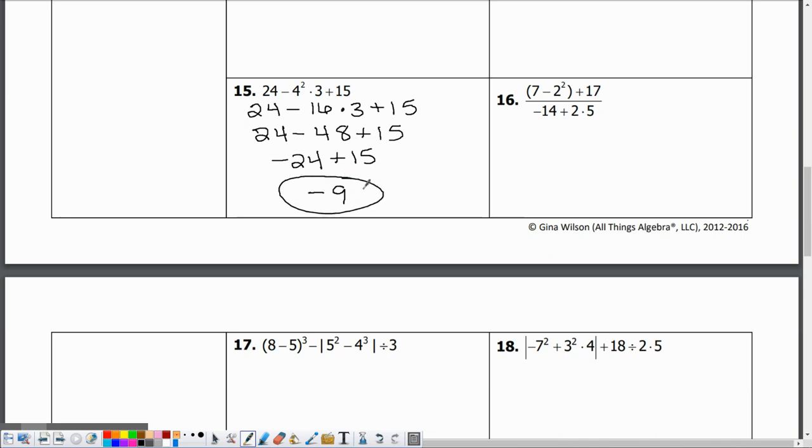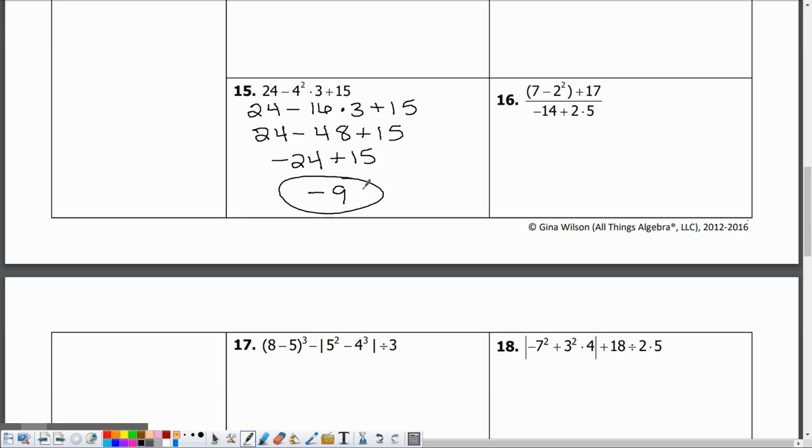Okay, so number 16 is what I was talking about earlier with the grouping symbols being that division bar. So we're going to solve everything on the top and we're going to solve everything on the bottom before we can do that division, even if division is technically supposed to come first, okay? So we're going to do all of our grouping on the top and then all of our grouping on the bottom before we move past the grouping part.